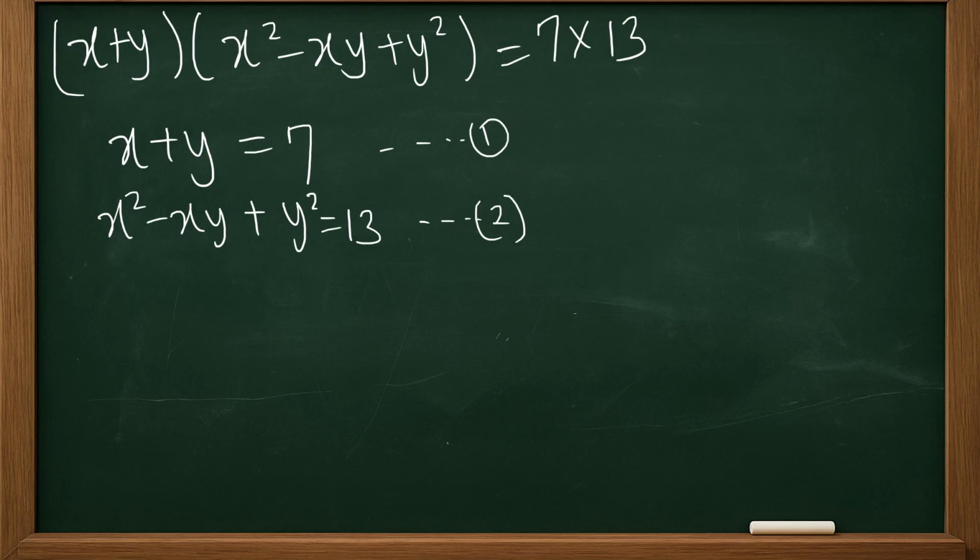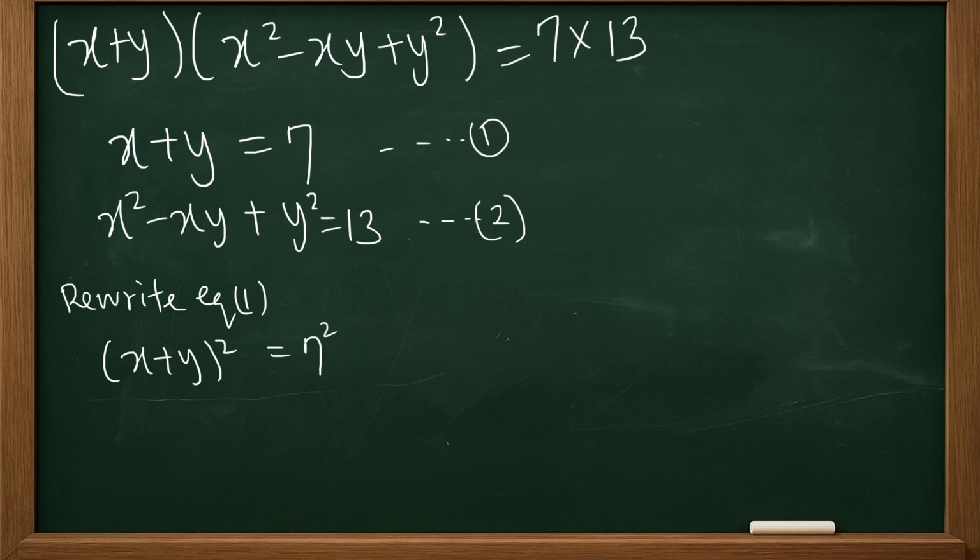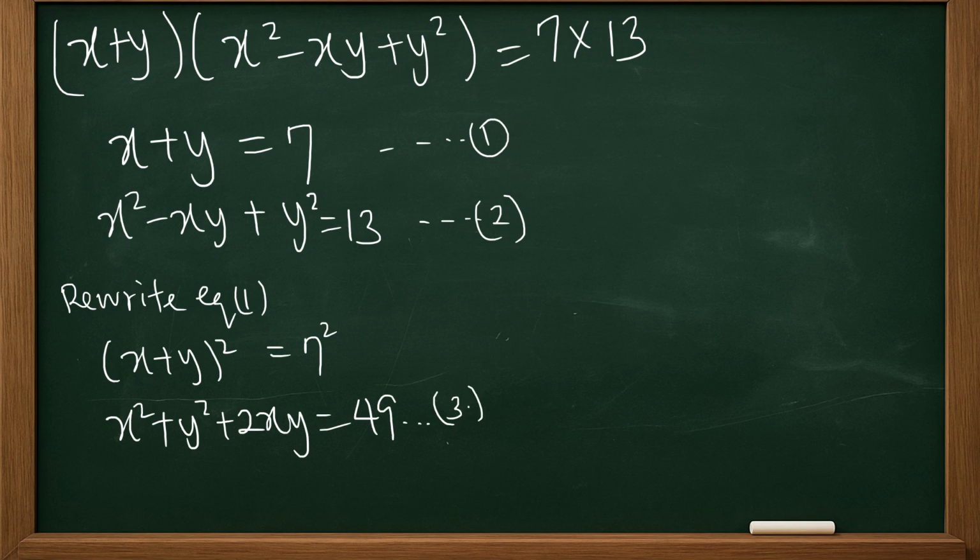Now we have these two good equations. How can we get the value of x and y? Let's rewrite equation 1. So in equation 1, we have x plus y equals 7. Square both sides, which is still a valid expression. So equation 1 can be transformed to x squared plus y squared plus 2xy equals 49. I'm going to call that equation 3.